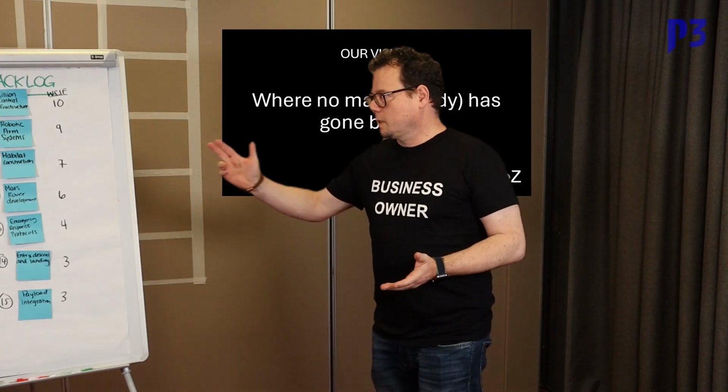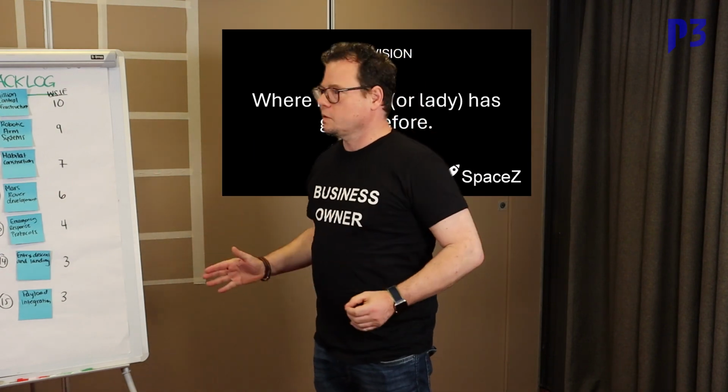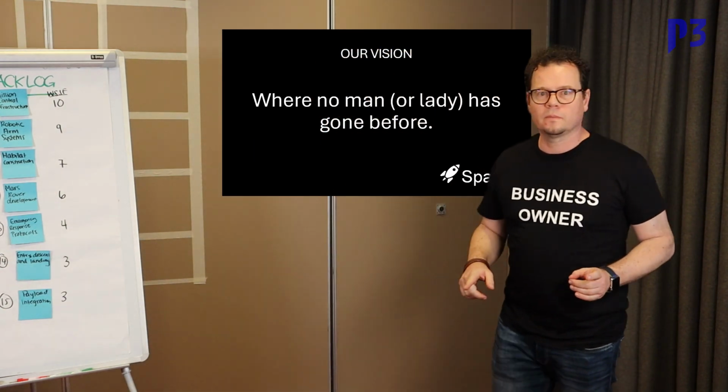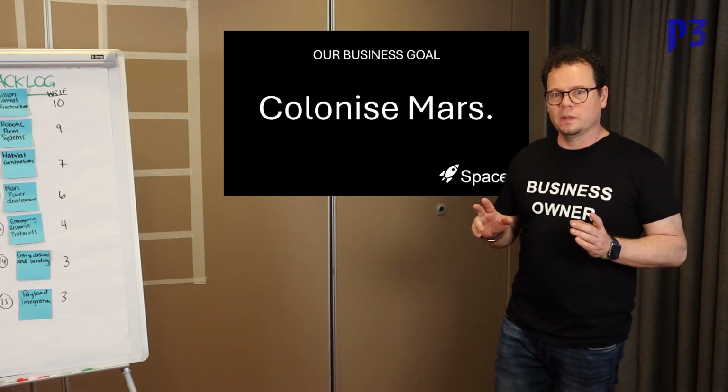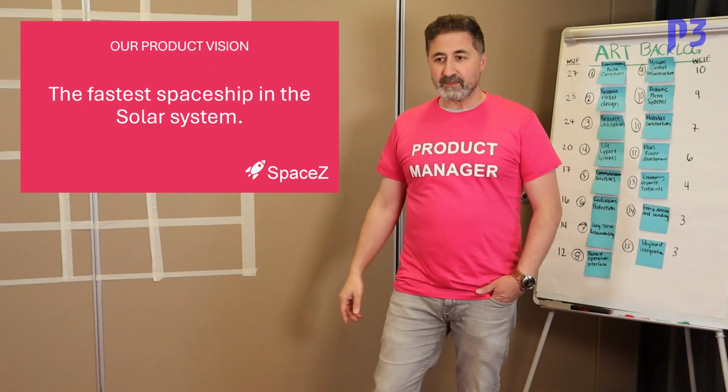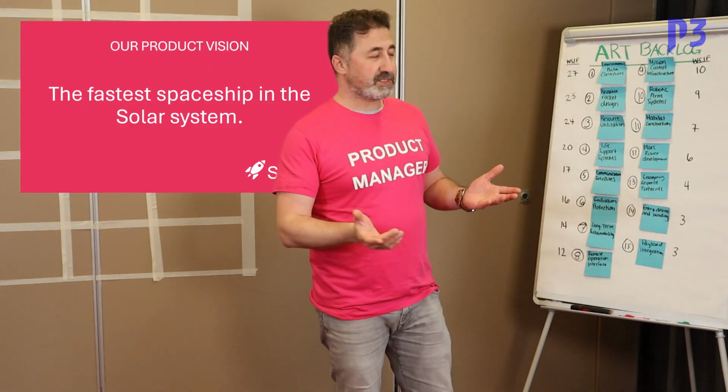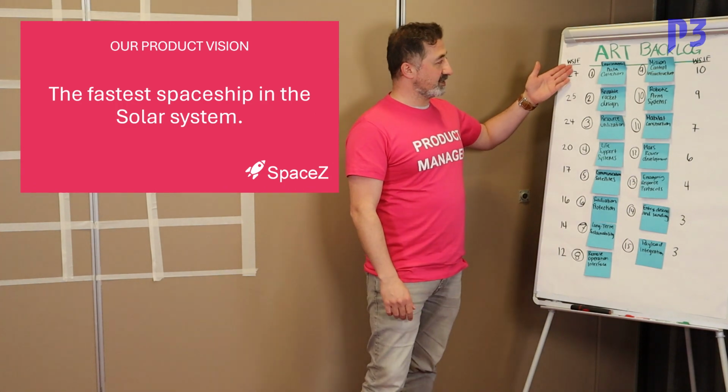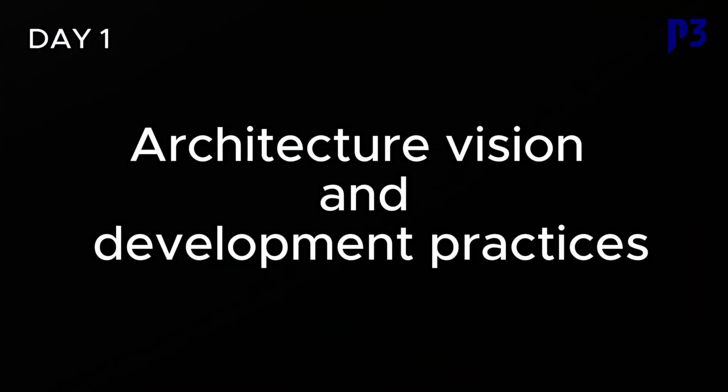Day 1 starts out with the business owners presenting the business context, where they explain the current state of the business and goals from the business and portfolio side. Product management presents the product vision that should guide the ART's work. They also present the top 10 features in the ART backlog.